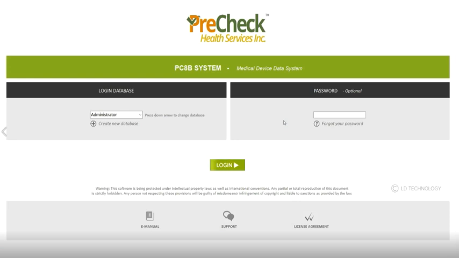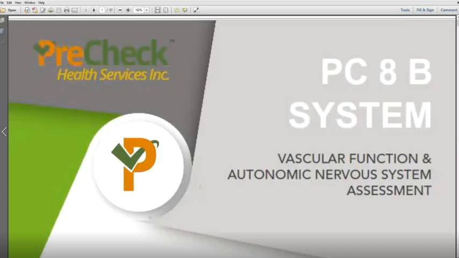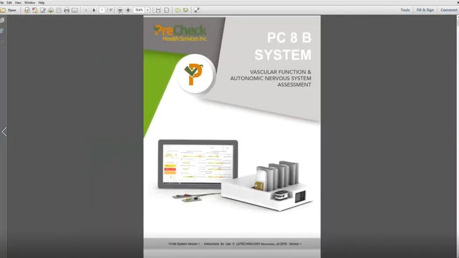Okay, so the hardware performs all of the tests. The data is fed to the software, okay, to the computer, and the computer then provides markers. And so this is the main screen, okay? And on the main screen, there's a manual. And this manual covers all of the topics related to the device.